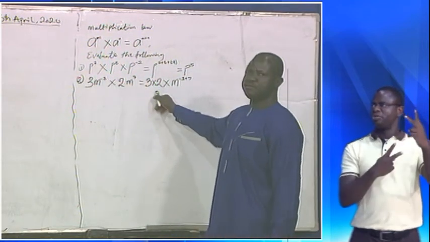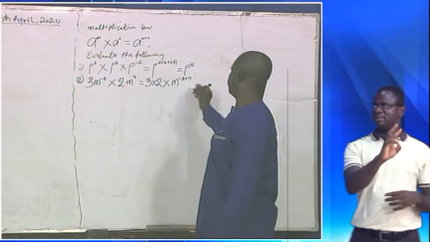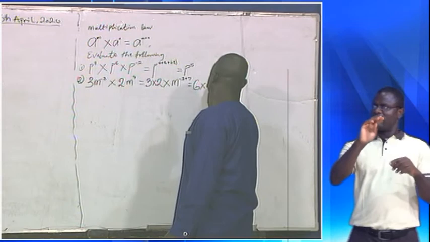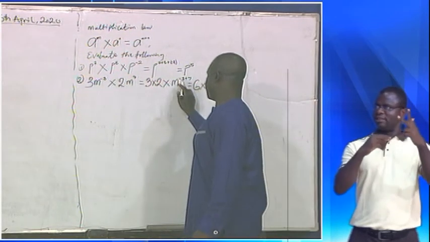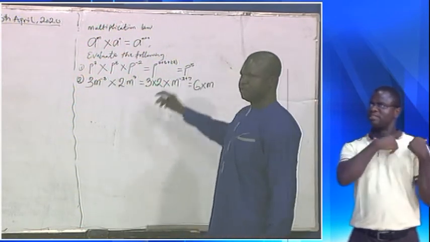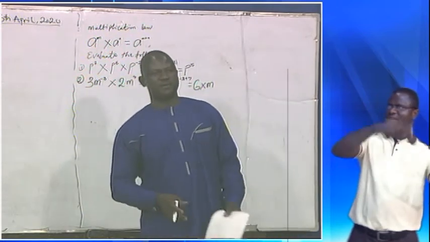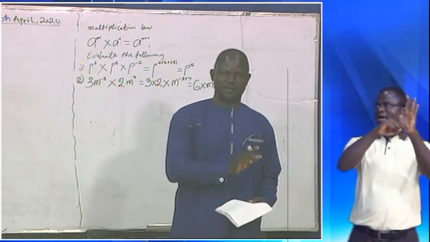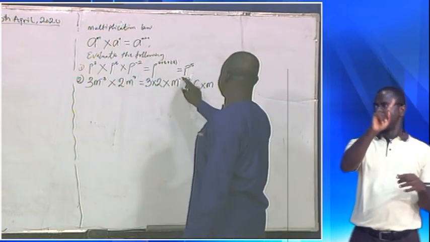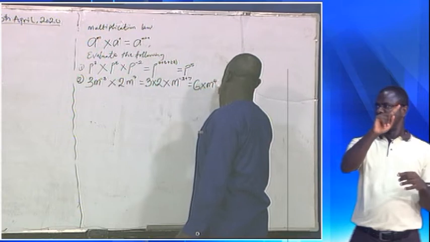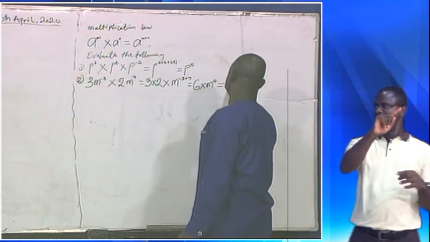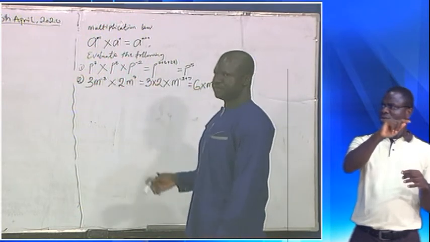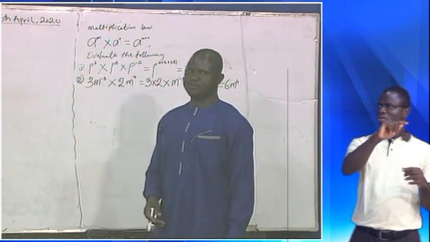3 times 2, viewers at home, will give us 6. Then multiply by m. Minus 3 plus 7 is the same thing as 7 minus 3. Then 7 minus 3 will now give us 4. So the end result is 6m raised to power of 4. That is for this particular example.